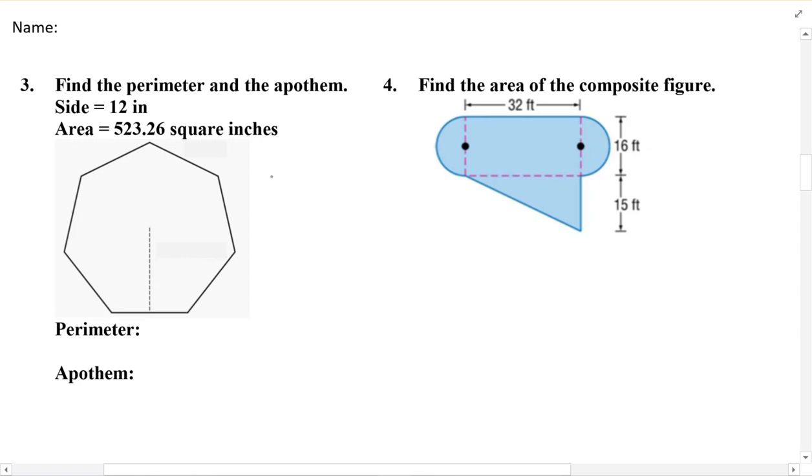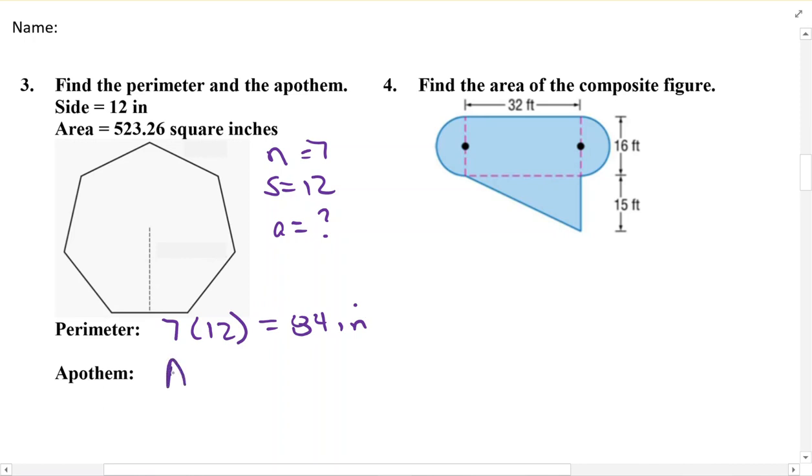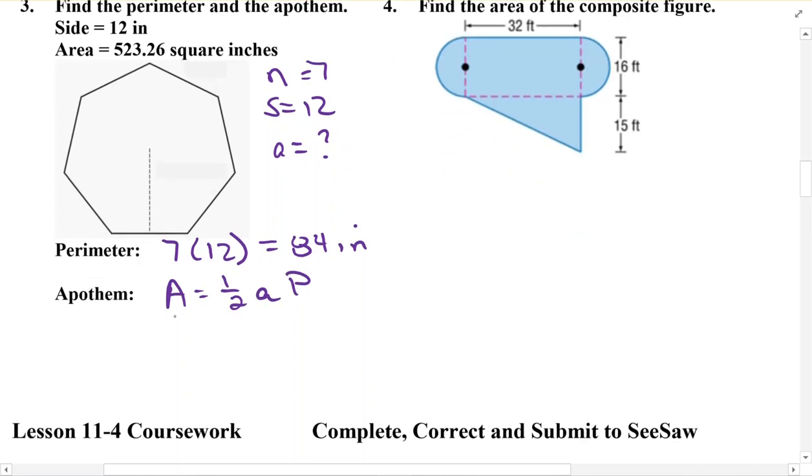This one we're told that the length of the side is 12. The number of sides is 1, 2, 3, 4, 5, 6, 7 again. We don't know what the apothem is. The perimeter would be 7 times 12, which gives us 84 inches. To find the apothem, we're going to use the area formula. So area equals 1/2 A times the perimeter. We're given that the area is 423.26 equals 1/2 A times 84.